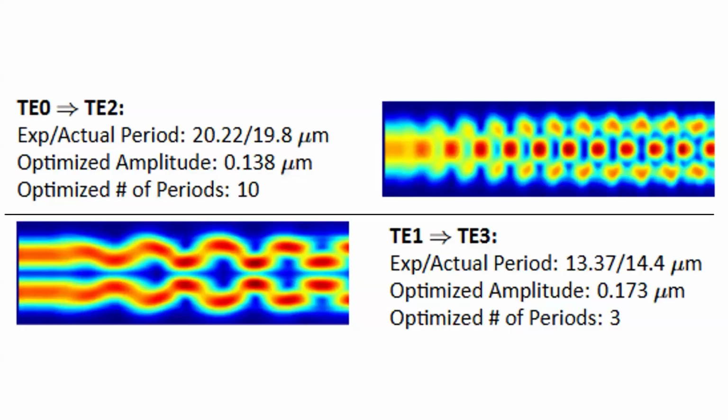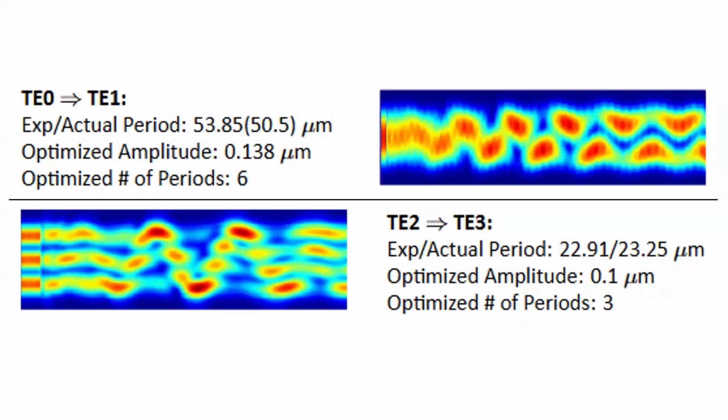Okay, so after doing some sweeps over perturbation period, amplitude, and length to try to maximize the mode conversion rates for each of these conversions, we were actually able to see the conversions, and you can visualize it here through monitors of the electric field intensity. So here we have TE0 to TE2 and TE1 to TE3, as noted by the number of peaks in the electric field.